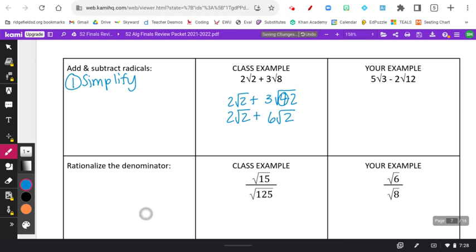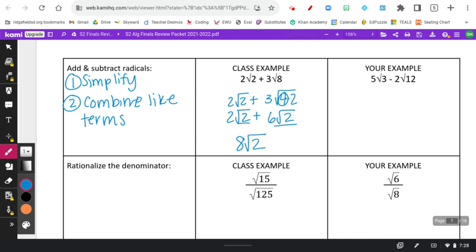After simplifying, step 2, we are going to combine like terms. And what this means is that we're only combining things that have the same radical on the inside. So if you want to give yourself a special note about that, if you need to, feel free to do so. I noticed for this one, these both have a square root of 2, which means I can combine them. 2 square root 2 plus 6 square root 2, 2 plus 6 is 8, and it stays square root 2. So this becomes our answer right here.